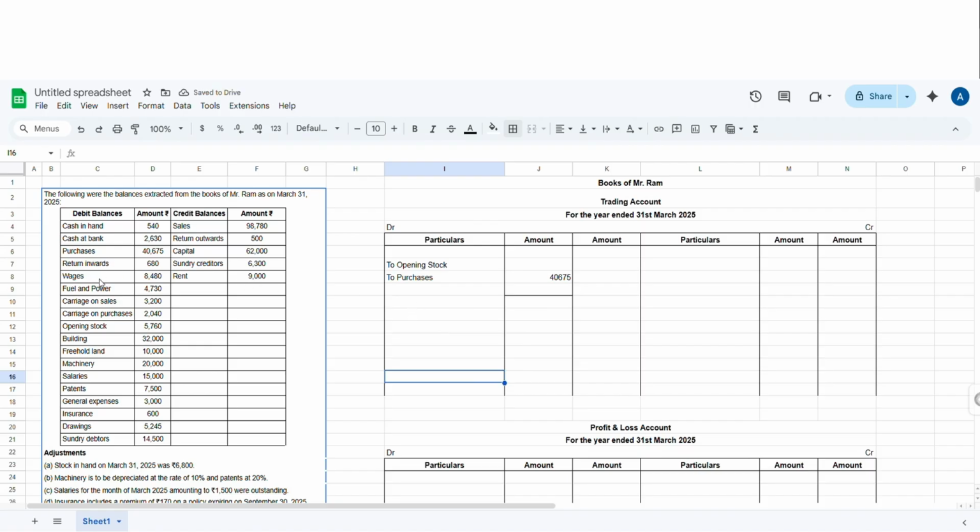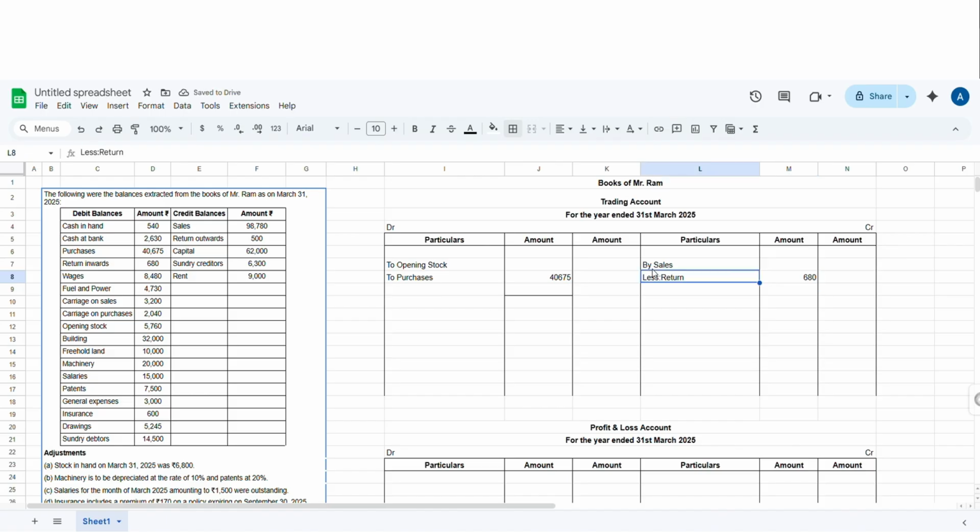Next, return inward. This is sales return. We sell the goods and then we receive the returns. That is called return inward. So it is trading account credit side. First we record by sales, then less sales return, that is 680.